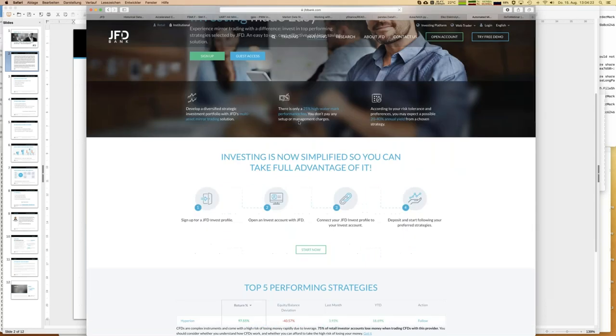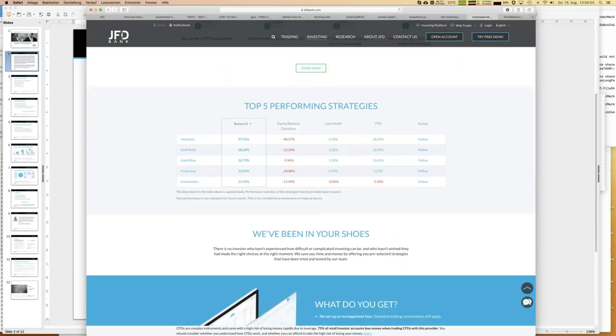Let me first scroll down, because then you see a little bit more of what JFD Invest is all about. You see a quick summary of the top five performing strategies overall since inception of each strategy, and we are talking about double-digit growth numbers. The top performer has even a performance of close to 100%, doubling the account in a little bit more than 1.5 years, which is really an excellent result. But there are other strategies which are quite interesting as well.